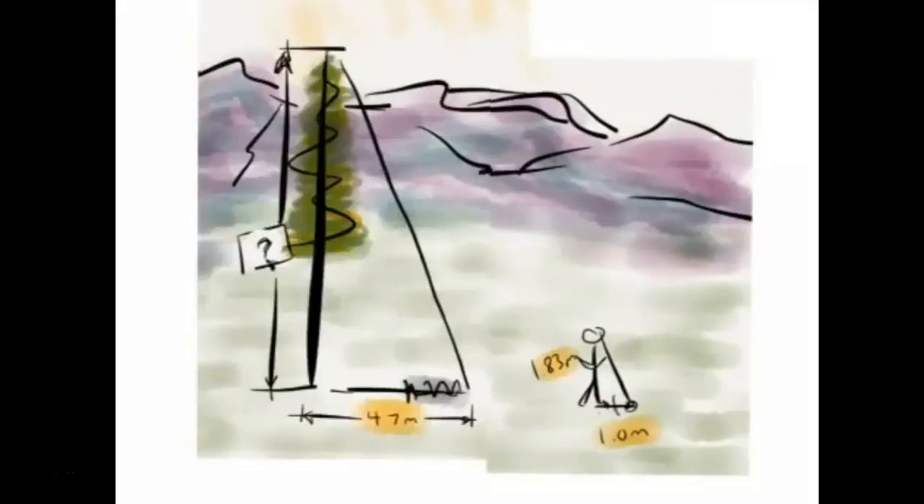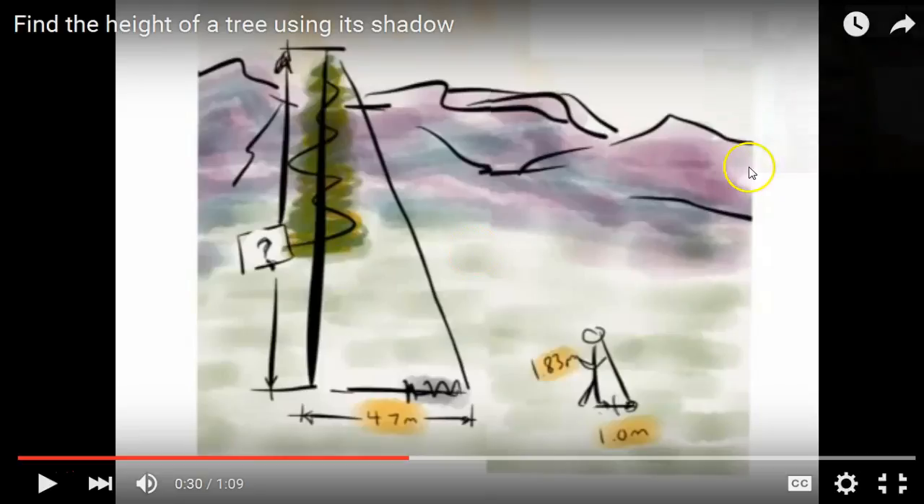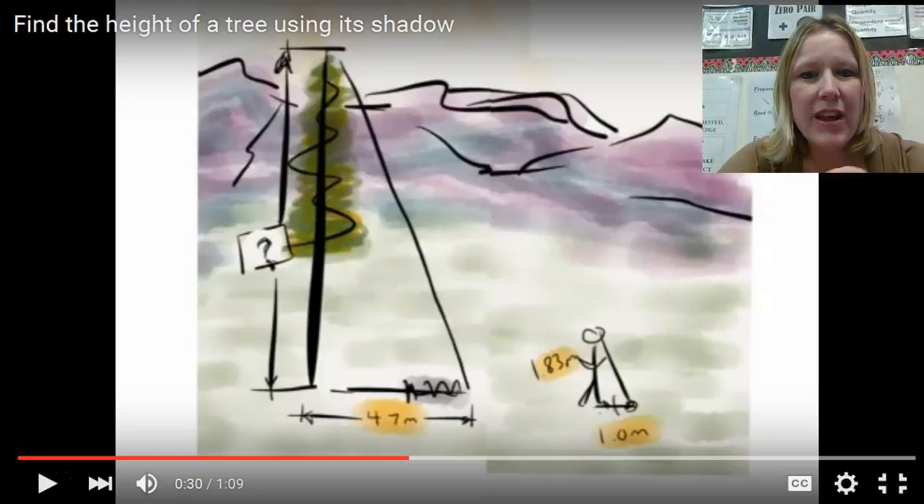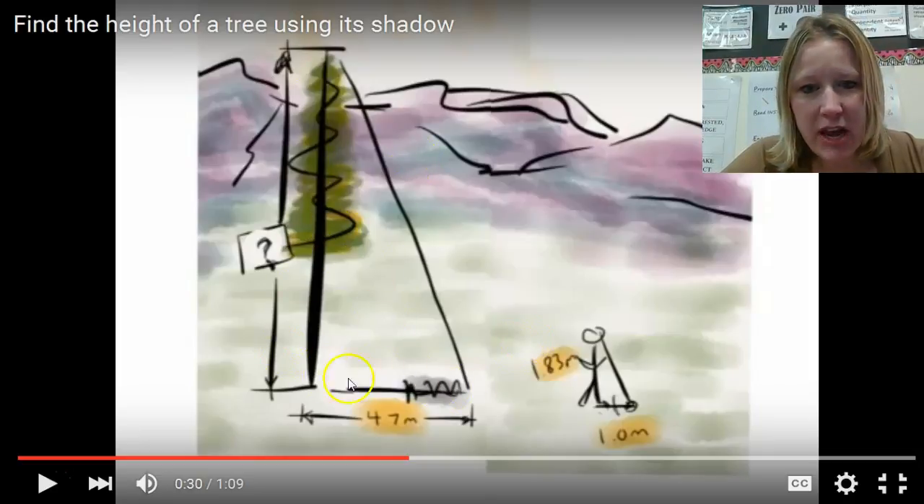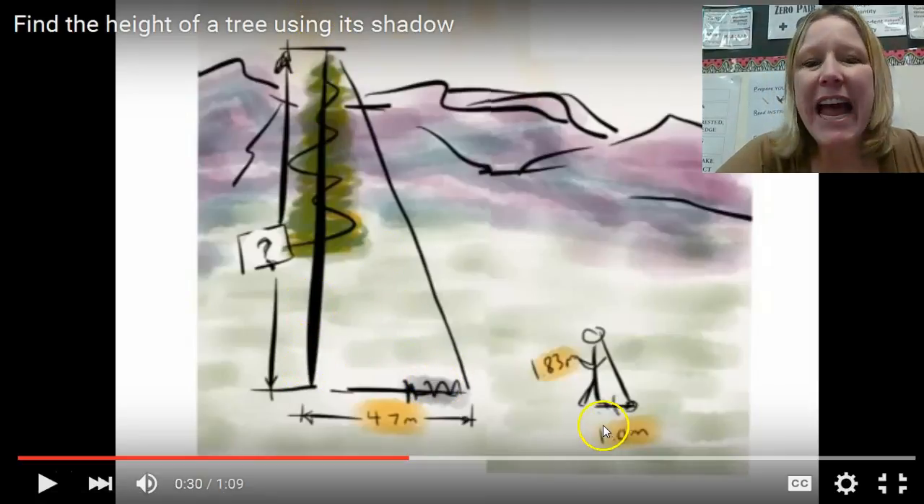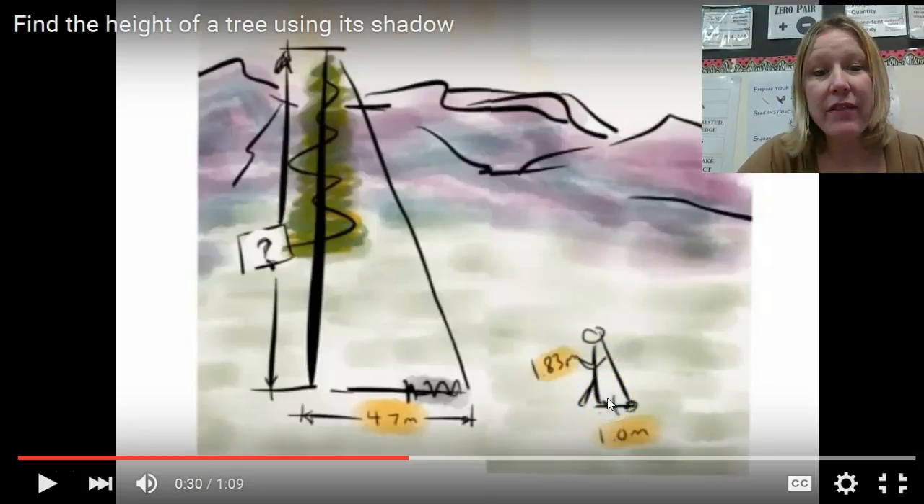These are similar triangles. Therefore, their sides are in proportion. Now, when he's talking about having similar triangles, that means that this big triangle created by the shadow of the tree and the actual tree itself with a line connecting them has the exact same angles as you have here. Two similar triangles have equal angles.